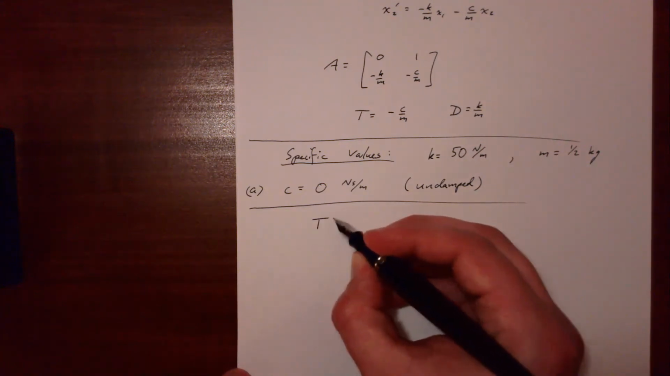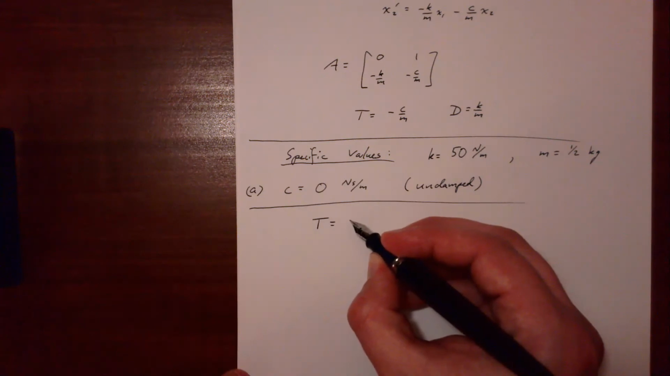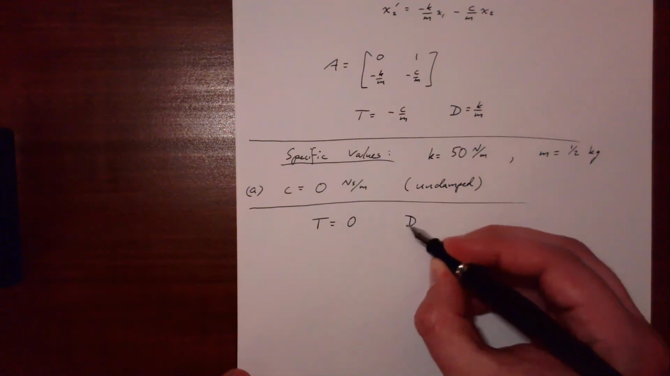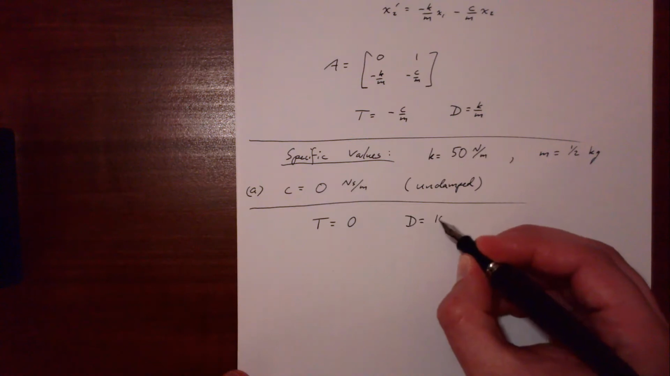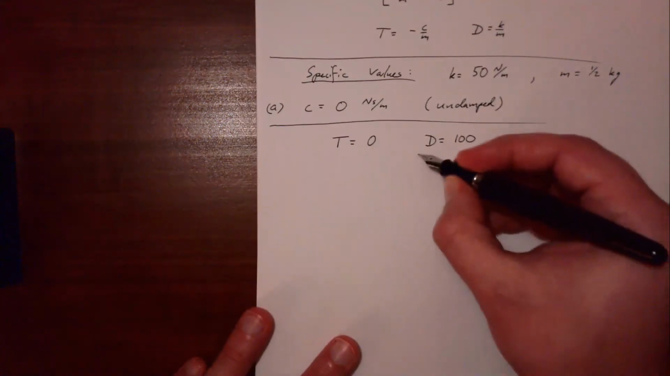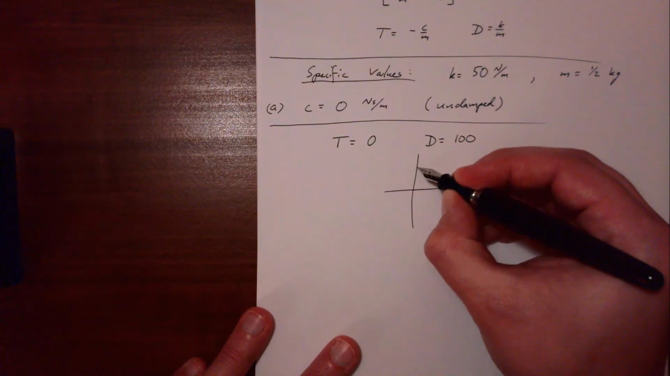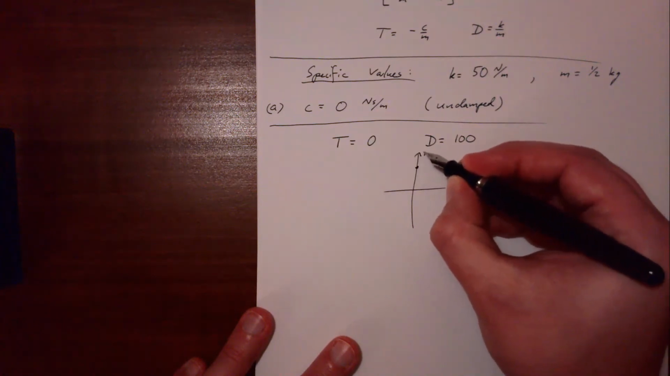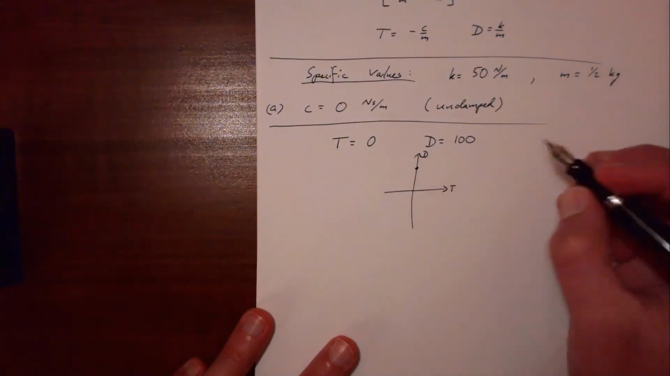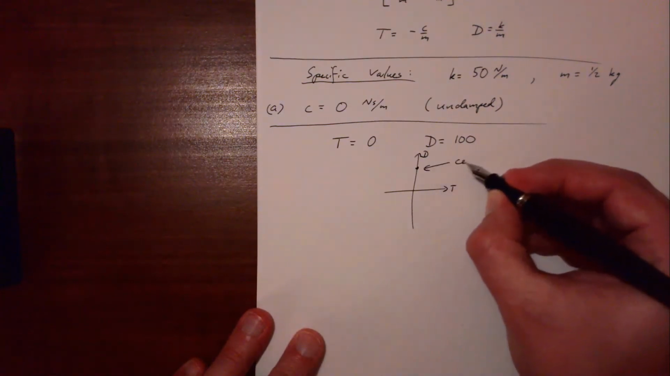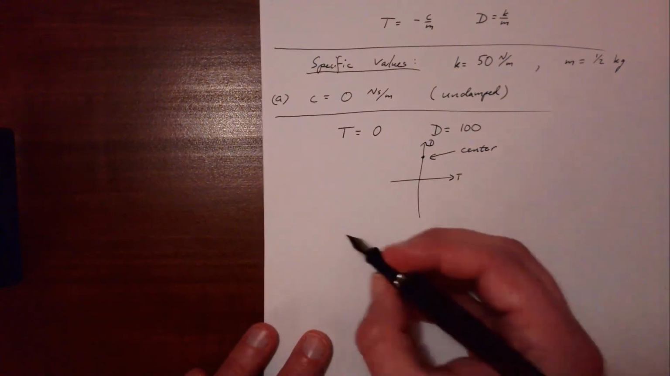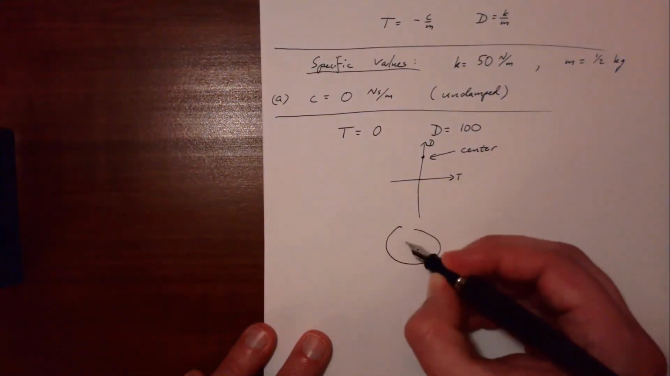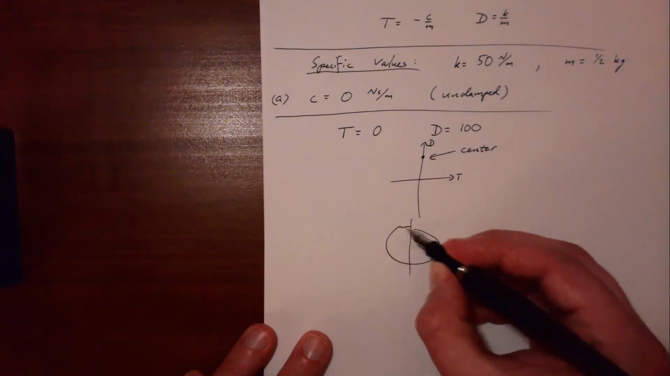Alright, well, t equals then -0 over m, which is 0. d is equal to k over m, which is 50 divided by 1/2, which is 100. And so we're talking about a place that is, remember this is the d and this is the t, so this is going to be a center. So it's a center.